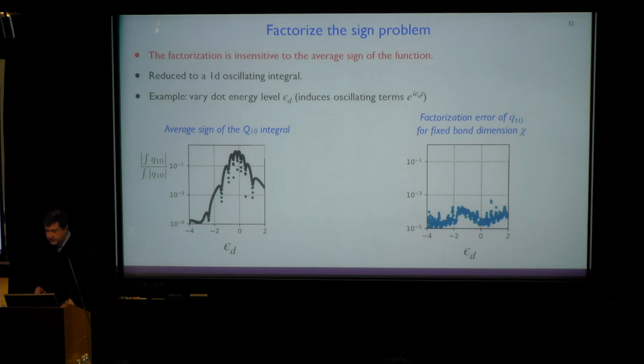Now, if I fix the bond dimension of my factorization error for the same function, you see that as a function of this parameter epsilon d, same parameter, nothing happens. So my function still factorizes. It oscillates a lot, but it still factorizes. That's a different thing.